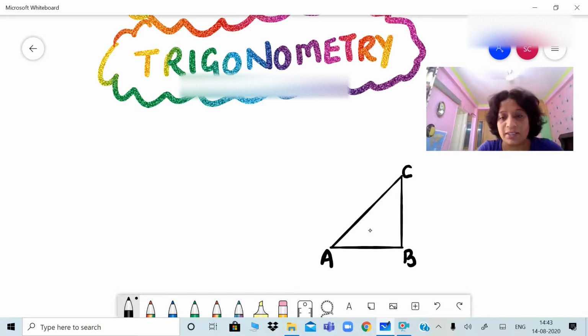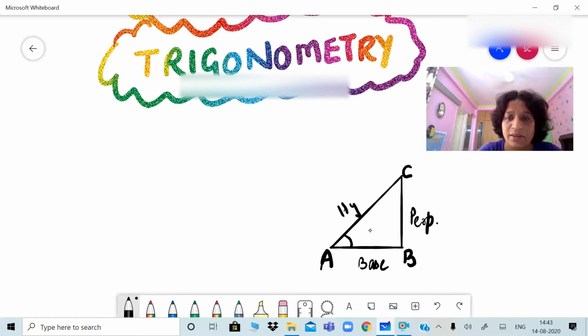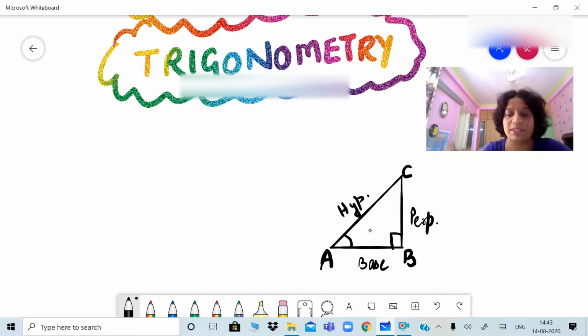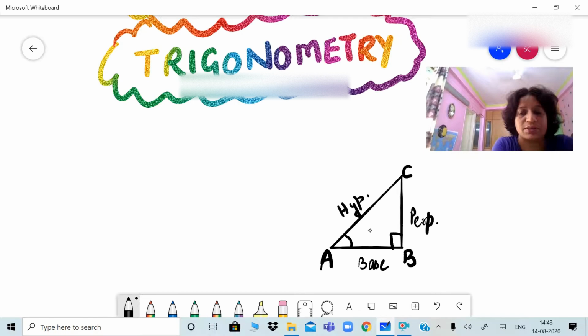If we are considering the trigonometric ratios in relation to acute angle A, then we are considering base as AB, perpendicular as BC, and hypotenuse as AC over here. The side opposite to the right angle is always the hypotenuse. So here base is AB, perpendicular is BC, and hypotenuse is AC.